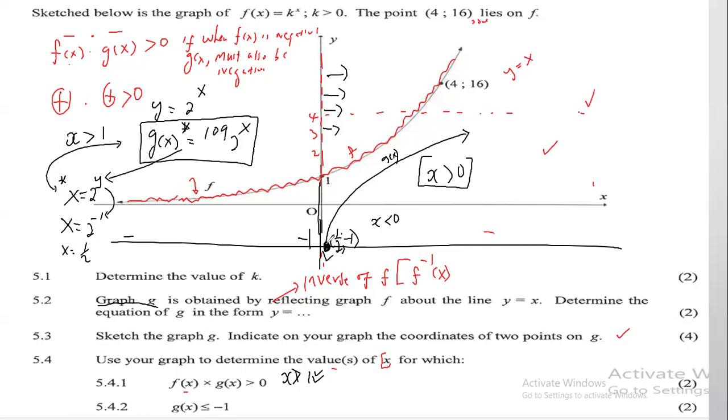So now, what are the values of x where the function g is below the line of y equals -1? It's when x is less than or equal to 1 over 2. So the answer here is x less than or equal to 1 over 2. It was another interesting question as well.